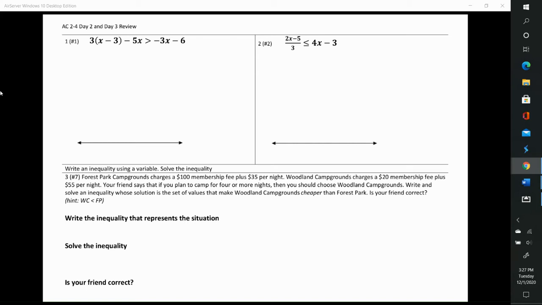So number 1, right, this is solving an inequality with variables on both sides. Our first step is to simplify both sides. So it's calling for us to distribute 3 times x minus 3, which would be 3x minus 9. We want to continue simplifying and combine like terms. 3x minus 5x is negative 2x.